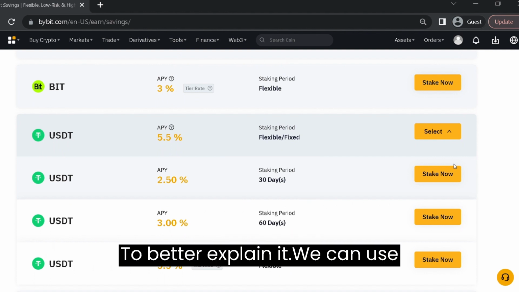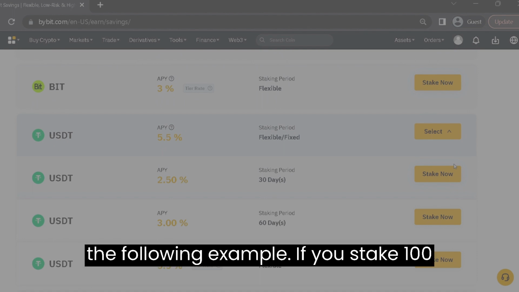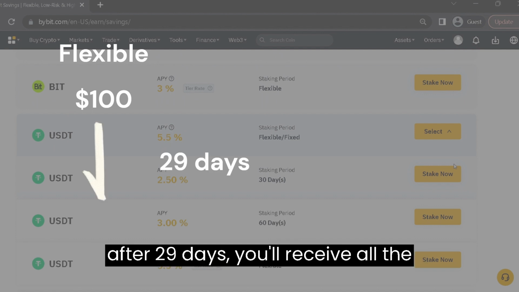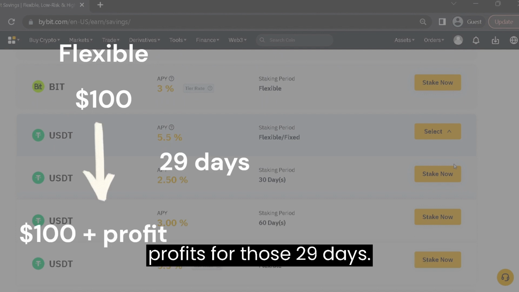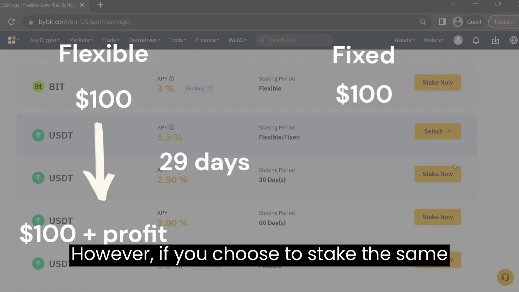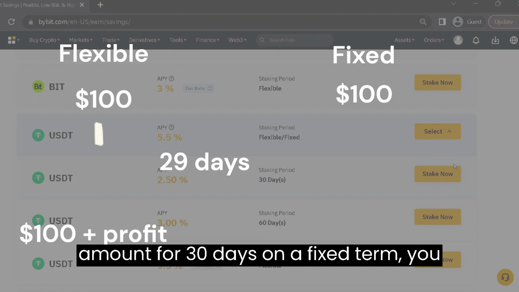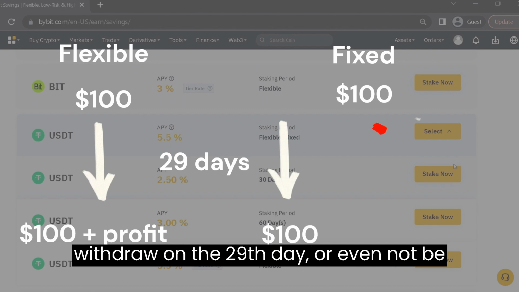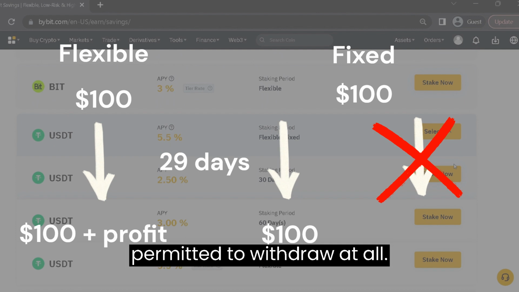To better explain it, we can use the following example. If you stake 100 USDT on a flexible term and withdraw after 29 days, you'll receive all the profits for those 29 days. However, if you choose to stake the same amount for 30 days on a fixed term, you may not receive any profits if you withdraw on the 29th day, or even not be permitted to withdraw at all.